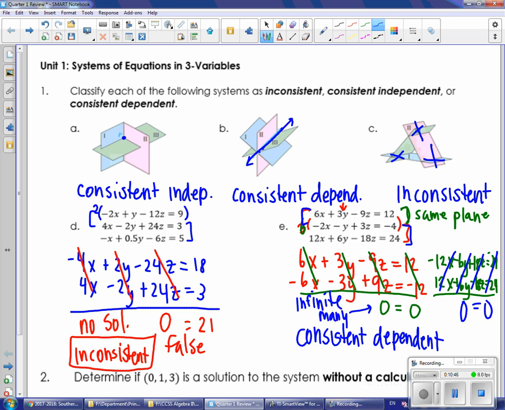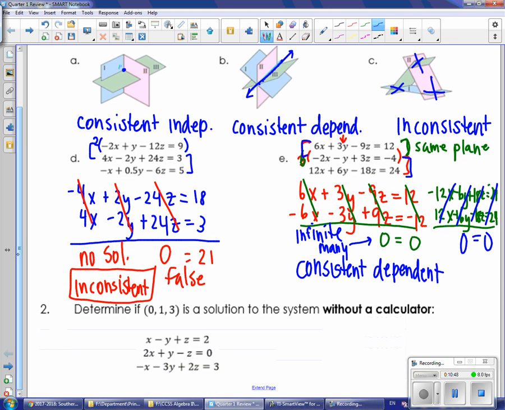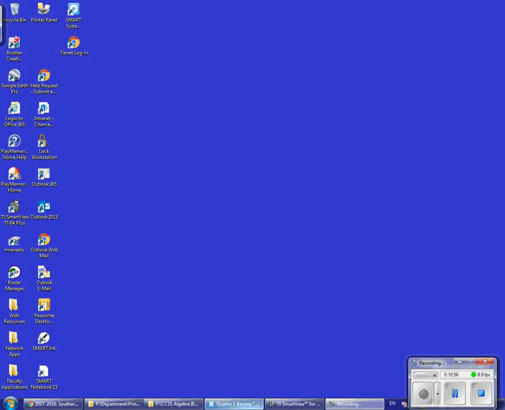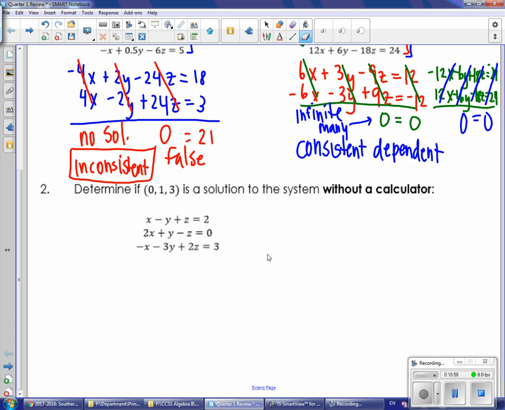Okay. In the second problem, you're given a solution, or you're given an ordered triple, and asked if it's a solution to the system. In order for it to be a solution to the system, the point has to work for every single equation in the system. So what I usually do, because this can get tedious, is I like to rewrite my equations and then just put parentheses where the x, the y, and the z are supposed to be. So I'm going to show you what I mean.